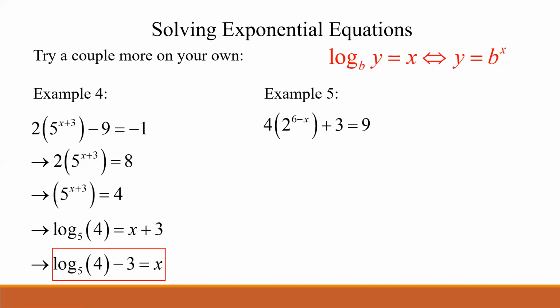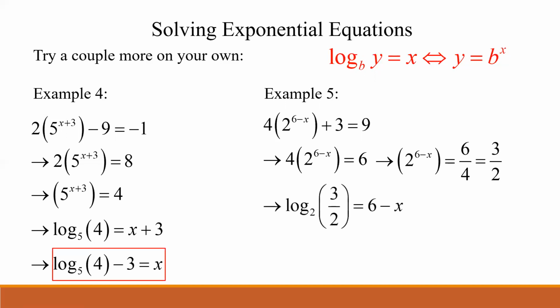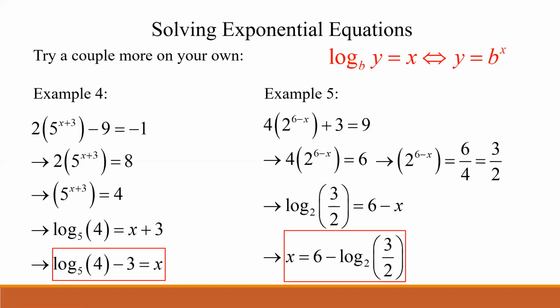Same thing on number 5. So subtract 3 from both sides and then divide by 4. And notice when you divide by 4, it ends up being 3 over 2, so you get a fraction on that intermediate step also. We can still write that as a log. And then we need to isolate the x. So all I did here, I added x to both sides and subtracted the log from both sides. So the x is going to be equal to 6 minus log base 2 of 3 over 2.